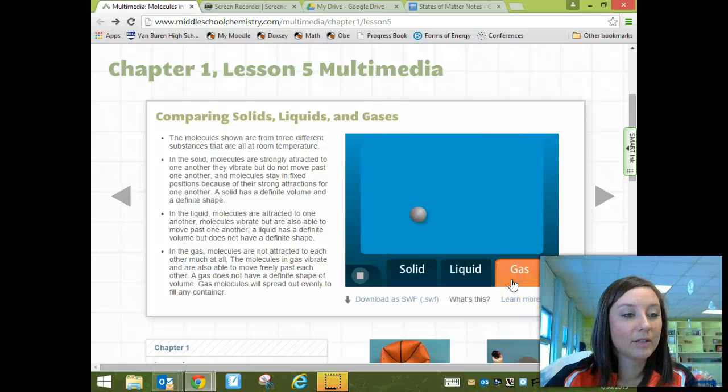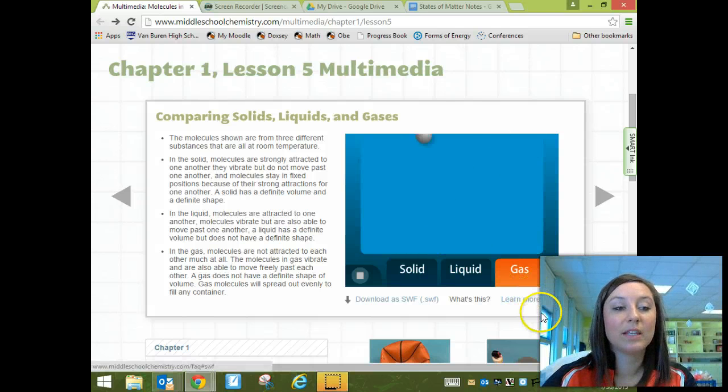And then third, we have a gas. In the gas, molecules are not attracted to each other much at all. The molecules in gas vibrate and are also able to move freely past each other. A gas does not have a definite shape or volume. Gas molecules will spread out evenly to fill any container.